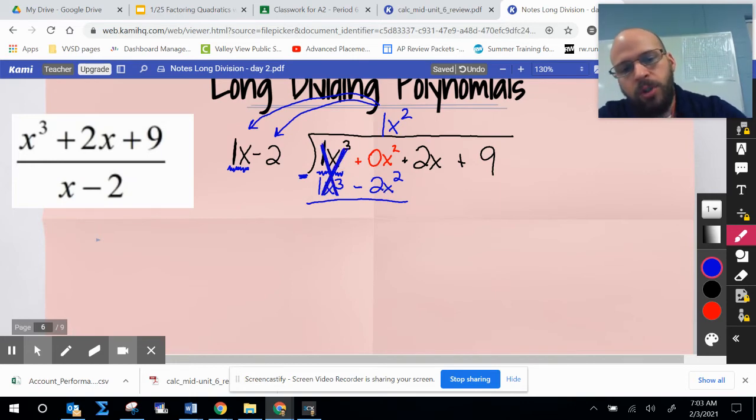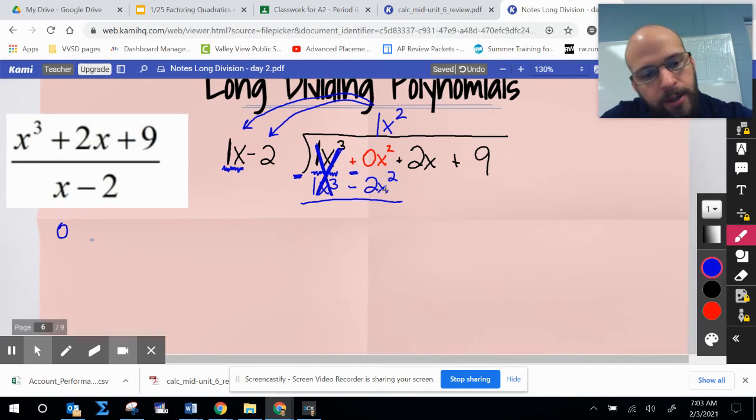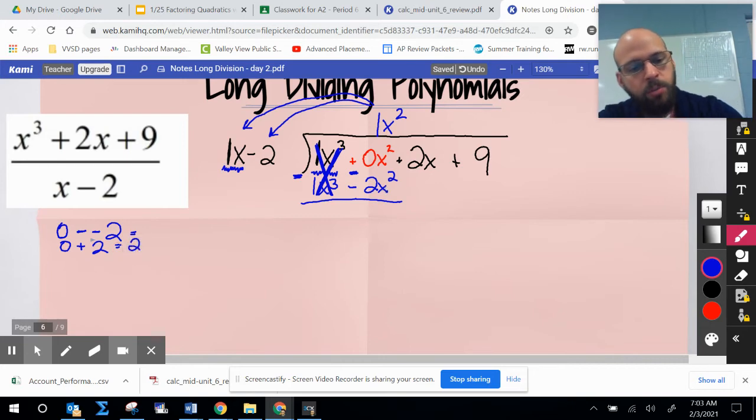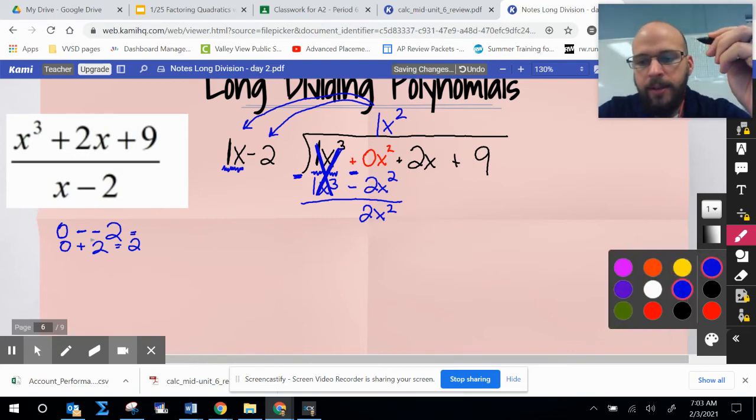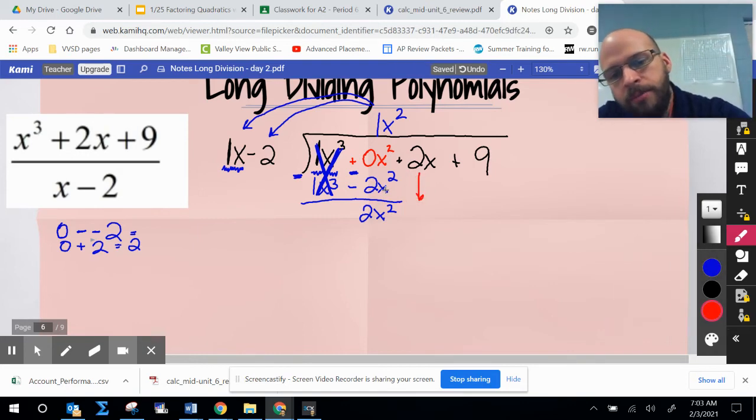And these first terms should always cancel because they should be exactly the same. I need to be very careful with the subtraction of the next piece, though, because I need to do 0 and then minus a negative 2, which, again, I have one of those minus and negative situations. So that would just be 0 plus 2, which is just a 2x squared. And I'm going to bring down the next term, which is a 2x.